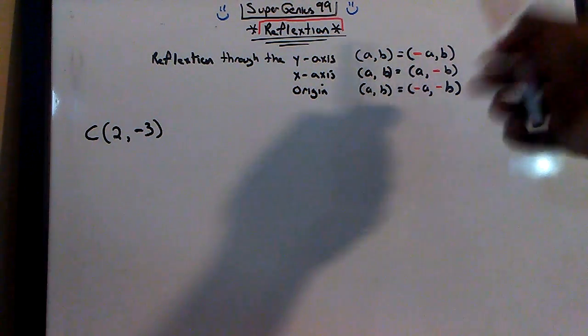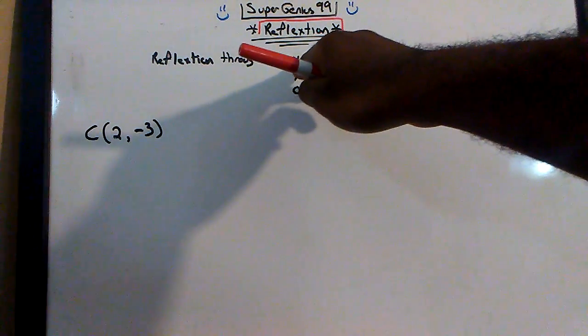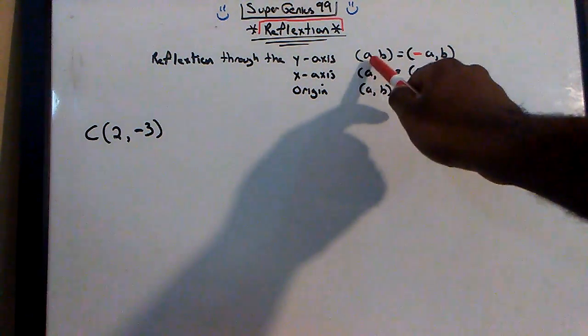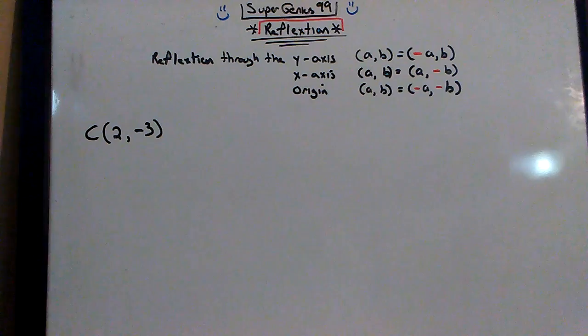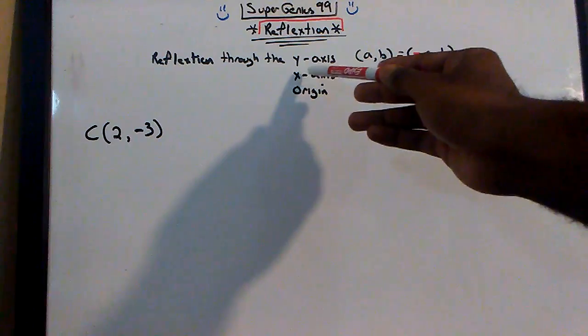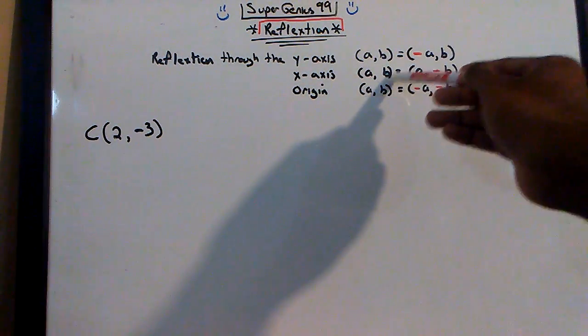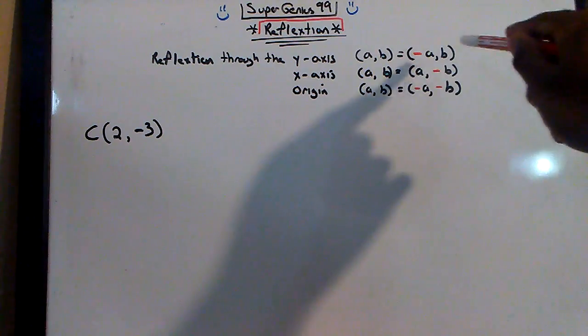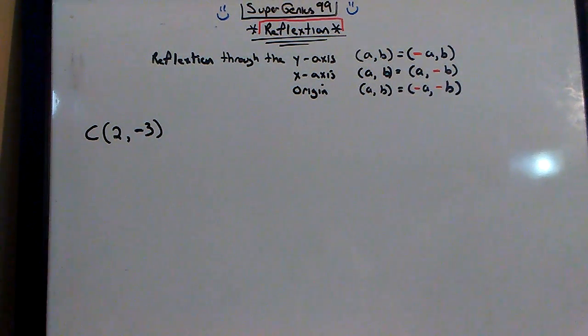What's going on up here is basically just saying if you want to reflect something through the y-axis, just change the sign of the x value. It doesn't necessarily mean that the x value will be negative in the end. It's just saying change the sign of the x value. If you want to reflect something through the x-axis, change the sign of the y value. That's what the b is there. And if you reflect something with respect to the origin, change both the x and the y values. We're going to do all three of those on these next few problems.